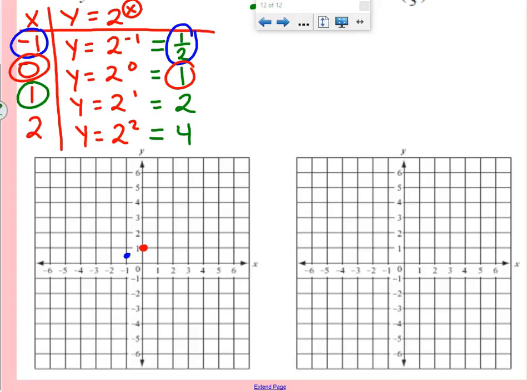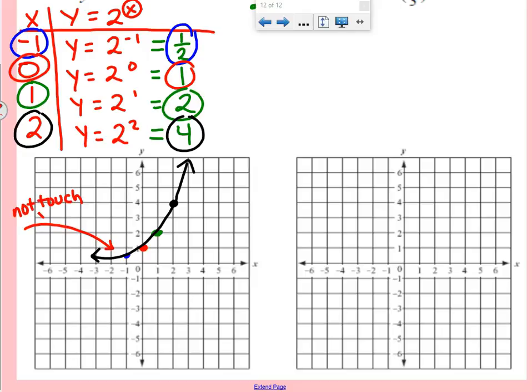Next point is 1, 2. We plot that point. And the last point is 2, 4. So we plot 2, 4. Now if we look, this is not making a straight line. It's making this nice curve here. We're getting exponentially larger. One piece to point out is that this bottom piece of our graph will not touch the x-axis. It will stay above the x-axis.